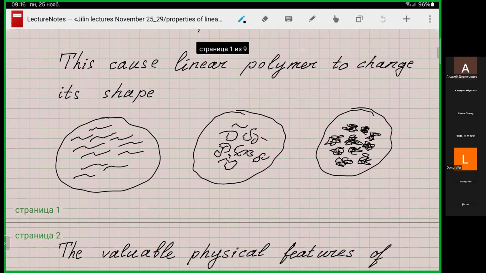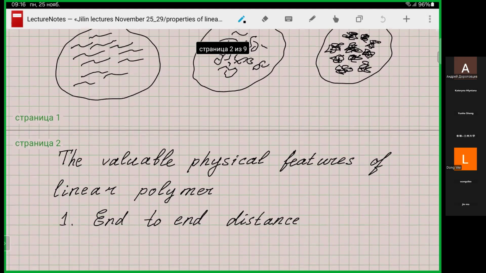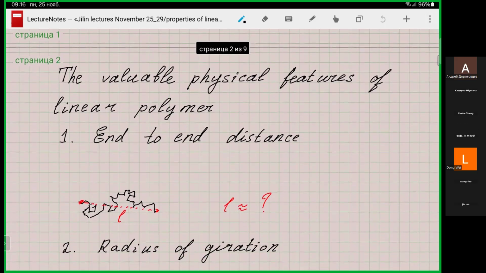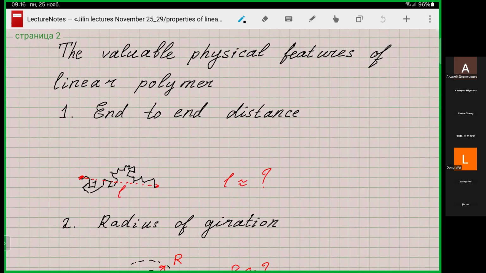So the main physical features of a linear polymer are the following. We want to understand how this chain is organized in space. One can try to do this just by calculating or measuring the end-to-end distance between the ends of the polymer. Of course, it can happen that it is a very long loop with small end-to-end distance, but let me say that all characteristics of polymers which we are discussing in this lecture are statistical.